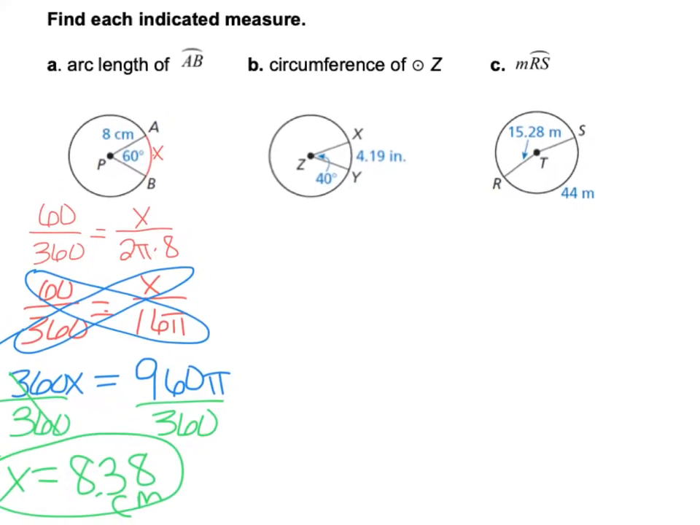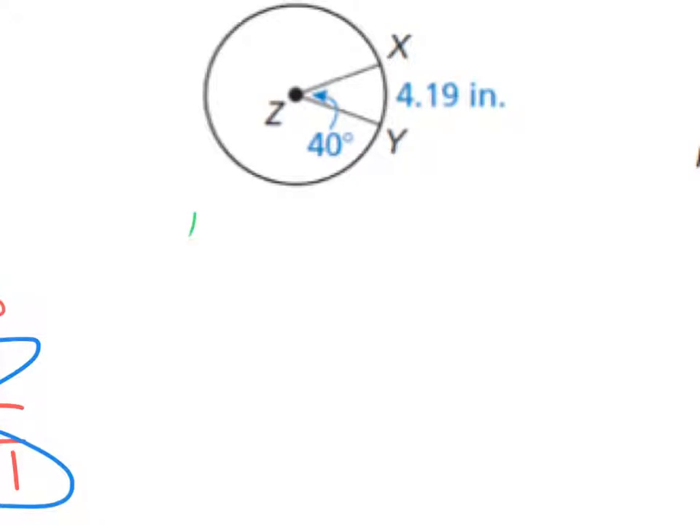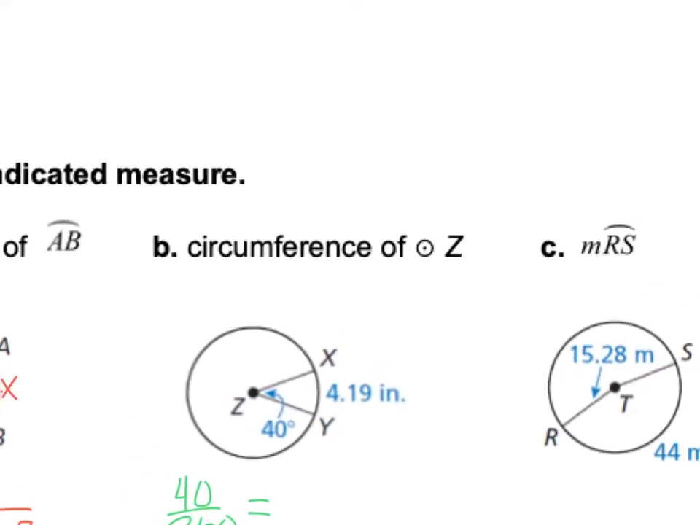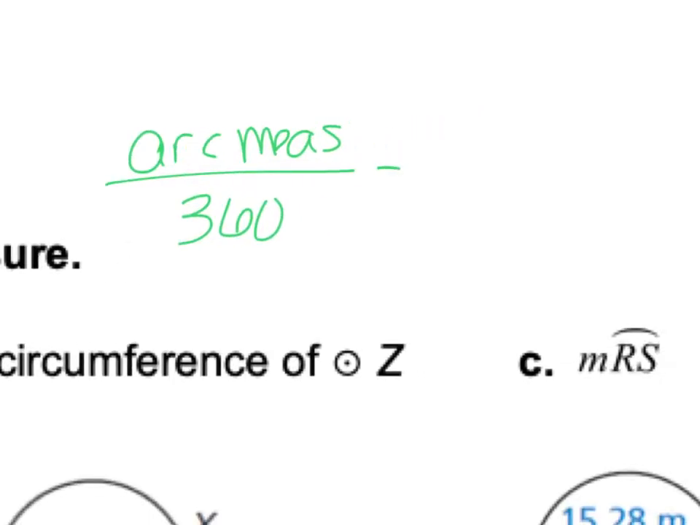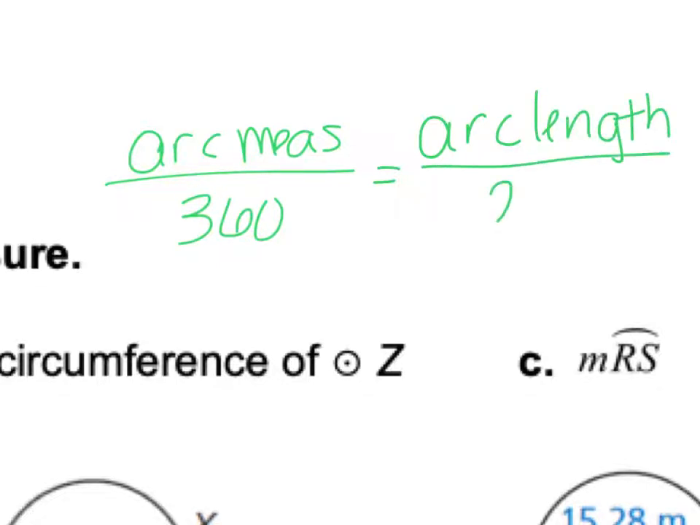Okay, this next one, they want us to find the circumference. So if we want to find the circumference, again, one side is going to be our angles. So we're going to have 40 out of 360. That's the part to whole for my angles. The part to whole for the other side, let me do a little thought bubble here. Remember we have arc measure out of 360. That was one side, the part to whole. And then we have arc length over our circumference, which is 2 pi r. I'm going to put it into words here, divided by our circumference.